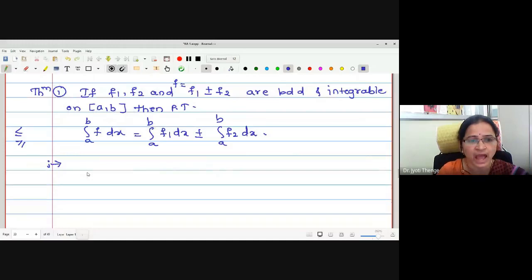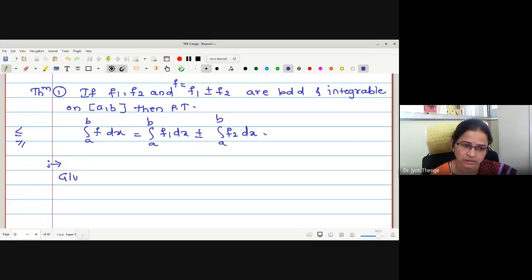As it is given that all the functions f1, f2 and f, where f is equal to f1 plus minus f2, are bounded and integrable, we will write the integrability by using the second definition. That is, limit S(P, f) exists, or mod of S(P, f) minus integration is less than epsilon. First, we will write this and then we will try to prove this result: integration a to b f dx is equal to integration a to b f1 dx plus integration a to b f2 dx. Therefore, let me select an epsilon positive number. Let me write the integrability of both the functions f1 and f2.